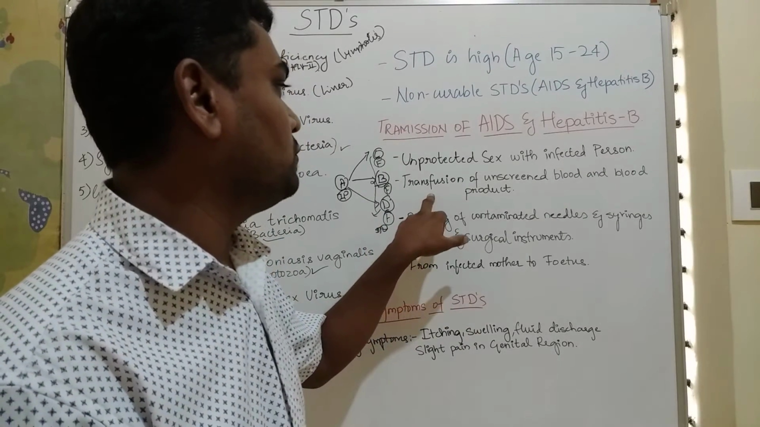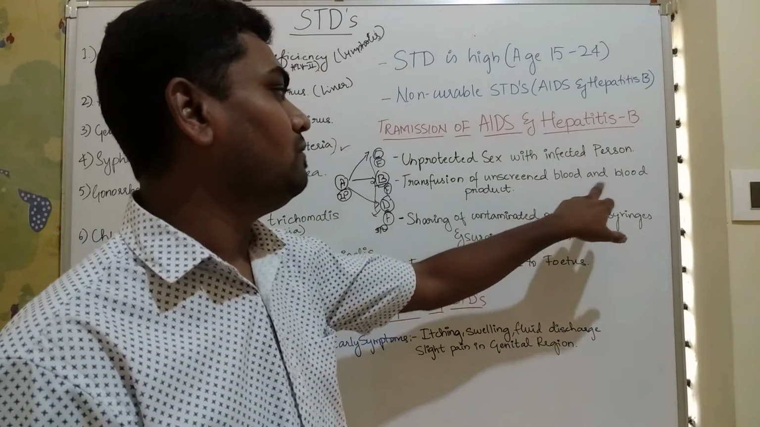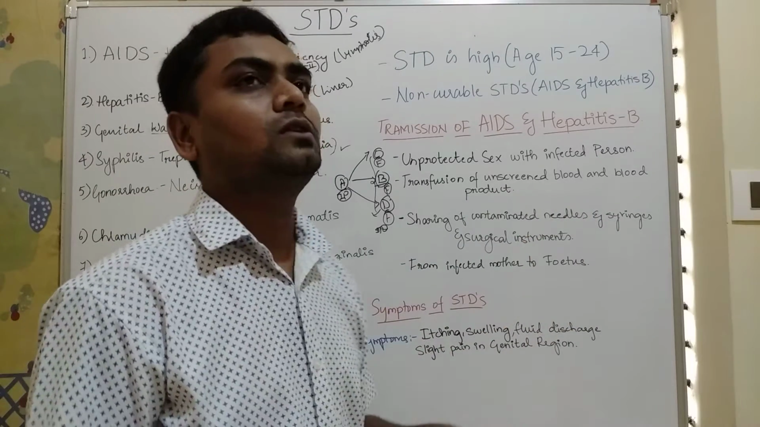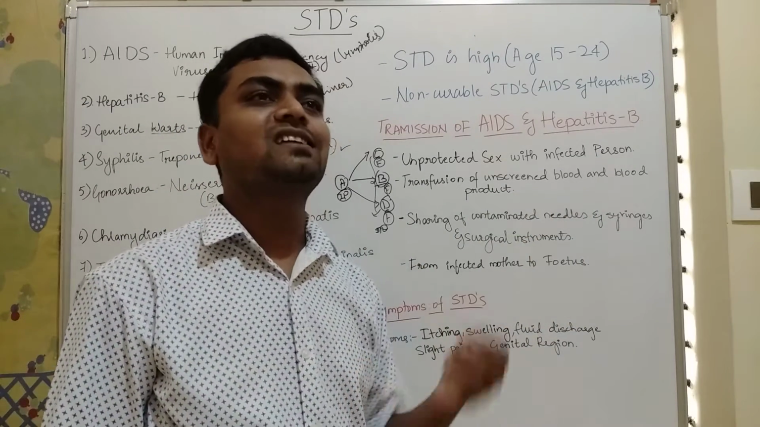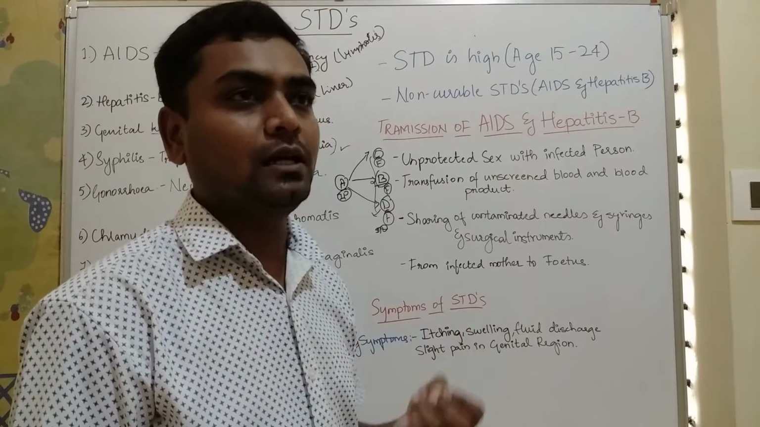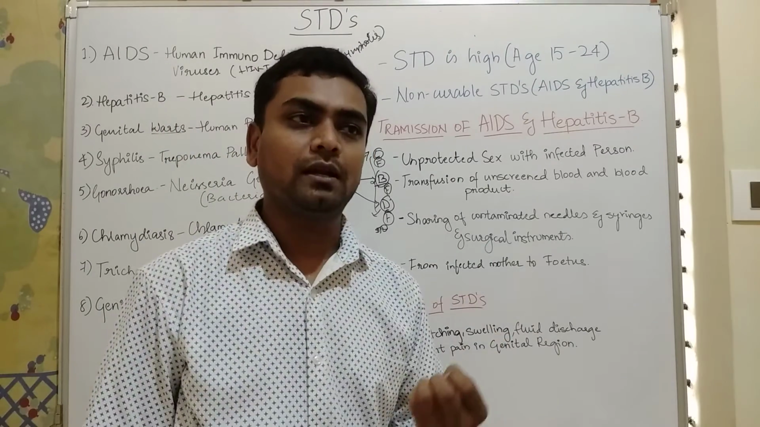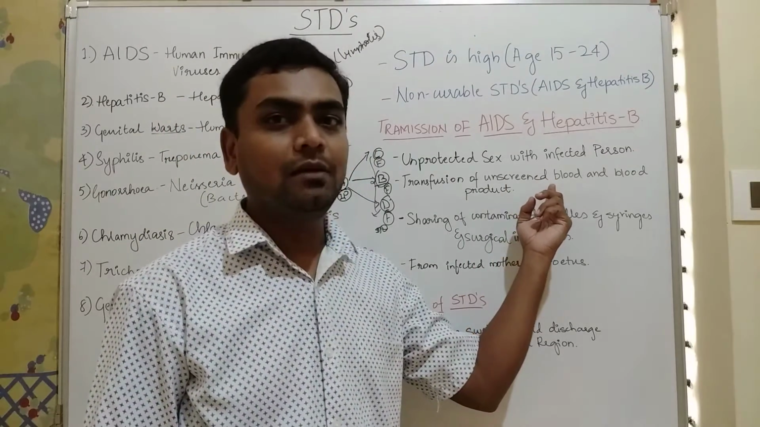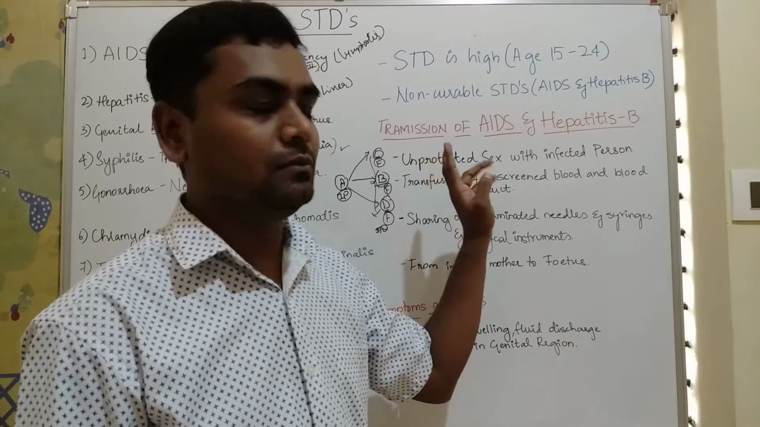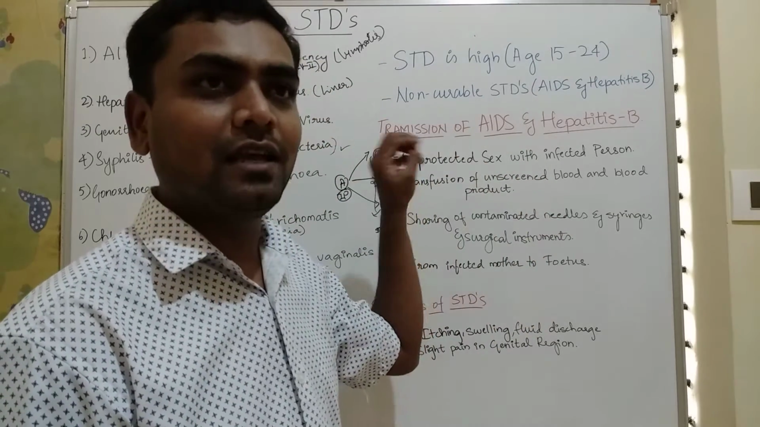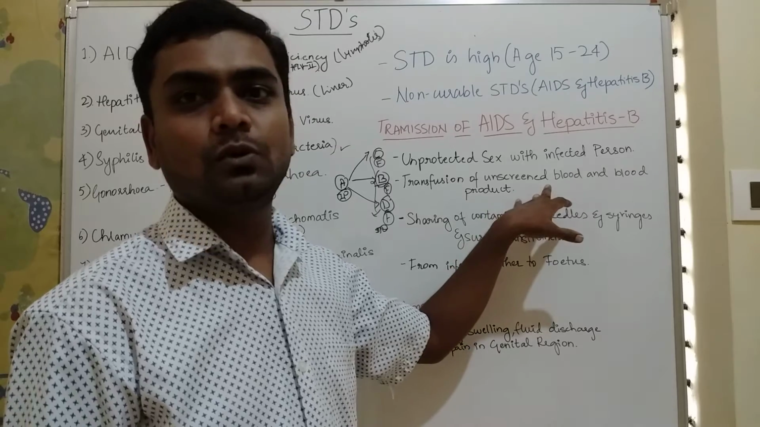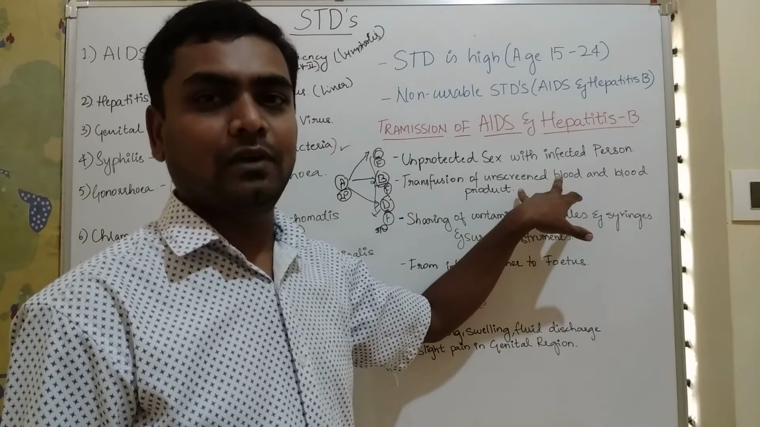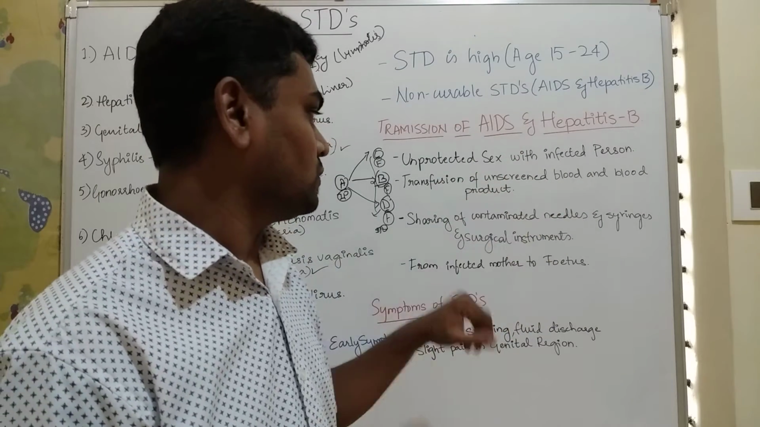Transfusion of unscreened blood and blood products. What will happen during an emergency? Blood is not screened, not tested properly. At that time, if an infected person's blood has an STD, it will transfer to uninfected persons also.